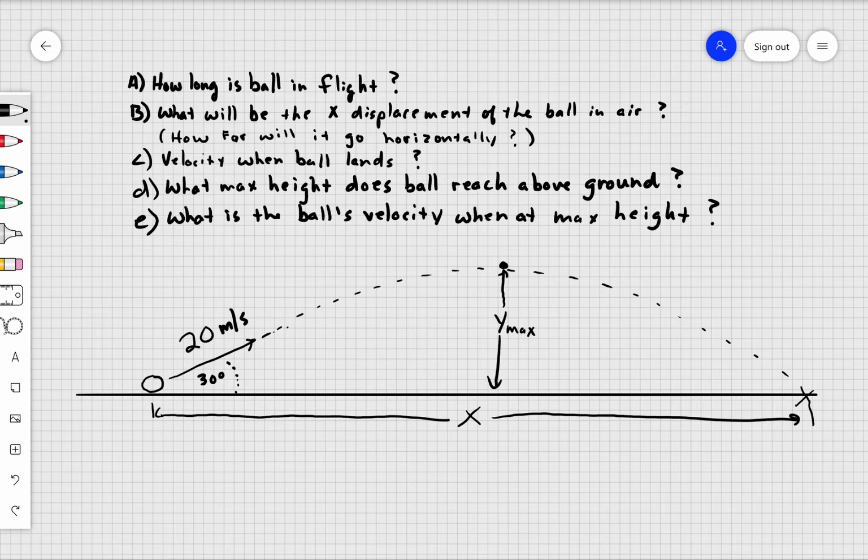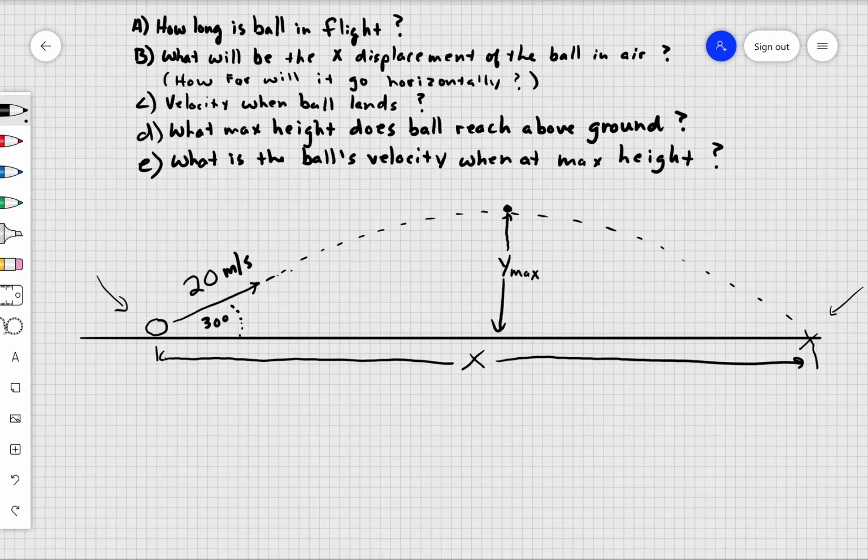So I think the best way to approach this problem is to do A, B, and C together, and then D and E separately. The reason is that A, B, and C require that we evaluate the motion of the ball from the time it is launched over here on the left to the time it lands over here on the right. So let's see if we can do those three together.